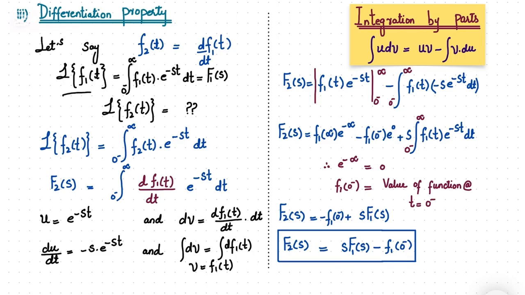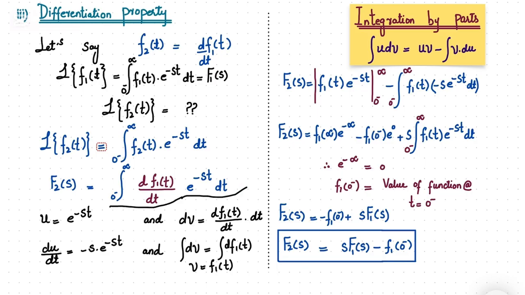Let's say we have calculated the Laplace transform f1 of s, that is this value. How should we calculate the Laplace transform of f2 of t? This is the step-by-step formula or procedure to calculate the Laplace transform of the second function f2 of t. So when we substitute this equation of f2 of t over here, because f2 of t is the derivative of f1 of t, we end up with this equation.